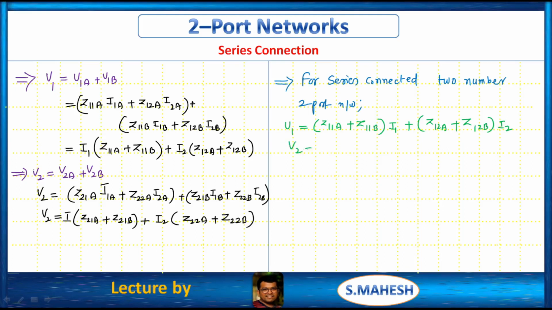Coming to V2, we have Z21A plus Z21B times I1, plus Z22A plus Z22B times I2. That's it. We have the I1, I2 form. So this is the governing equation for impedance parameter representation.